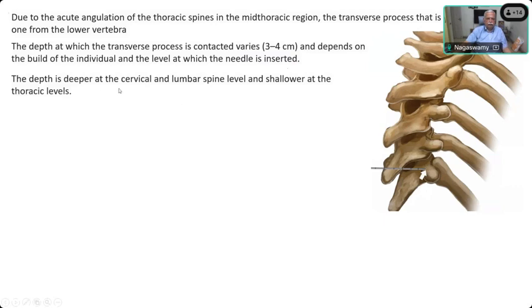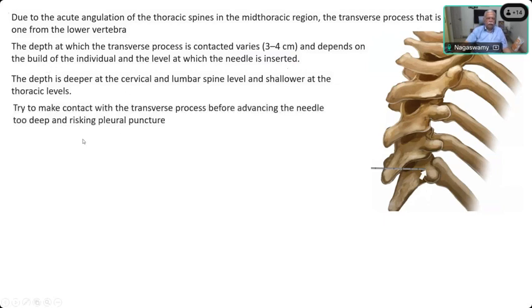So the depth is deeper at the cervical and lumbar spine levels and shallower at the thoracic level. This is a practical point that you have to remember. And try to make contact with the transverse process before advancing the needle too deep or risking pleural puncture. So that is the important precaution that you have to take.